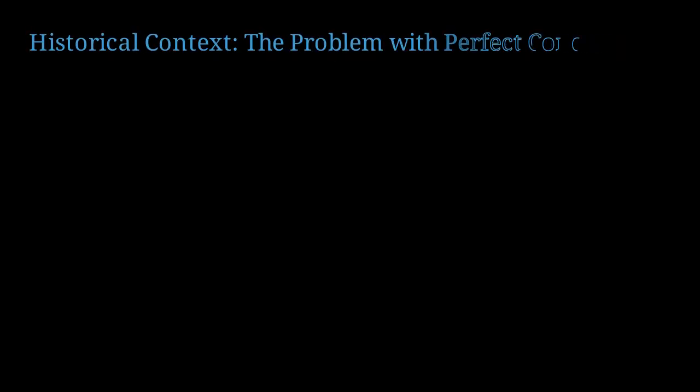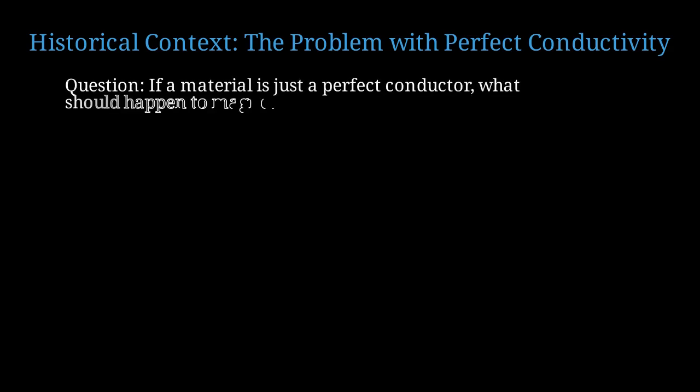In 1911, Kamerlingh Onnes discovered superconductivity when he observed that Mercury's resistance dropped to zero below 4.2 Kelvin. Initially, physicists thought superconductivity was simply perfect conductivity, but was this the complete picture? Let me pose a critical question.